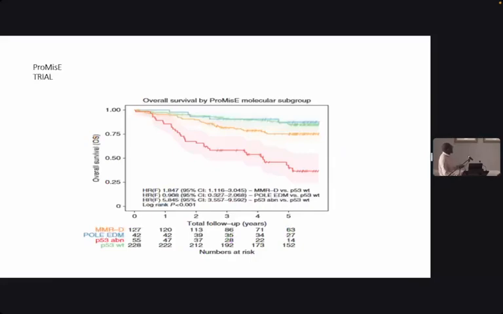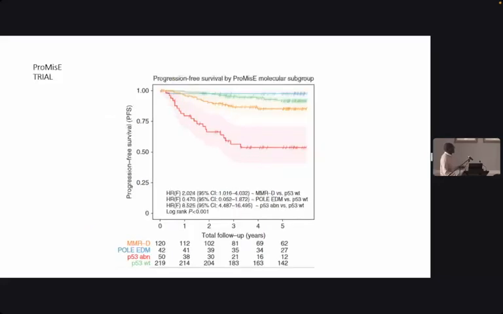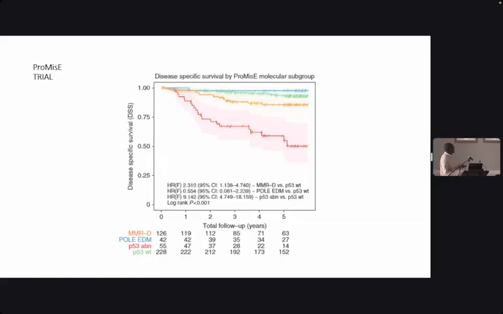In terms of oncological outcomes for these patients, you can see from this diagram that the blue one is those that were POLE ultra-mutated. It had a good overall survival, followed by those that were P53 wild type and those that were mismatch repair deficient, these ones. Those that had P53 abnormal had the worst outcome in terms of overall survival. They also looked at other oncological outcomes, like progression-free survival, which was almost the same as you saw in The Cancer Genome Atlas results. And they also looked at disease-specific survival. Patients with POLE had a favorable prognosis as well.